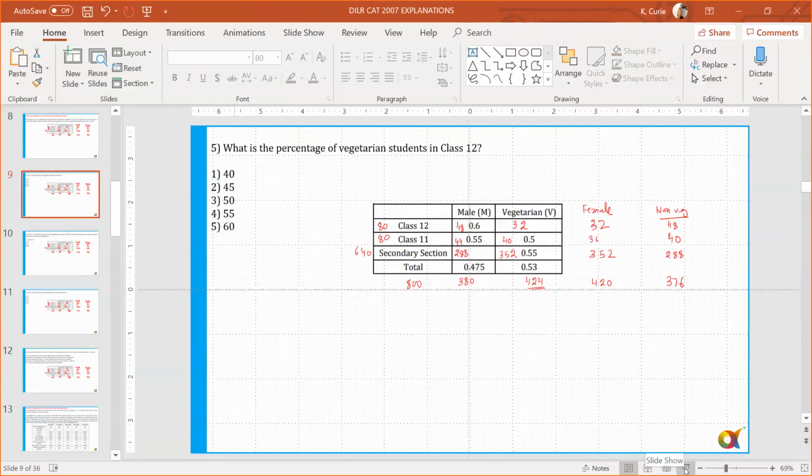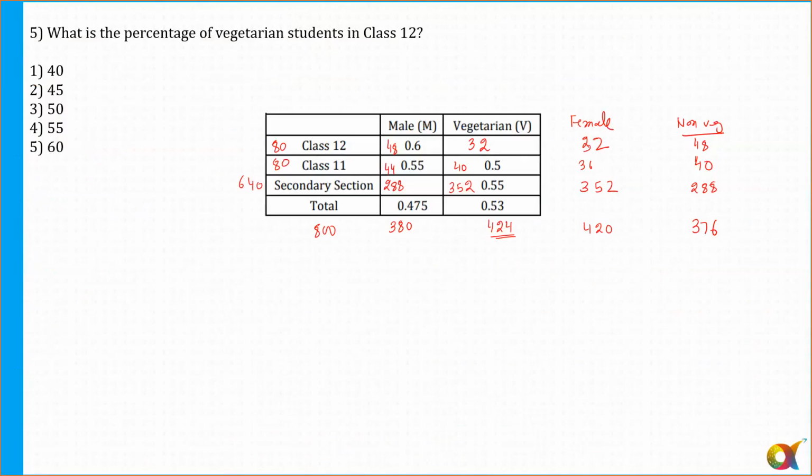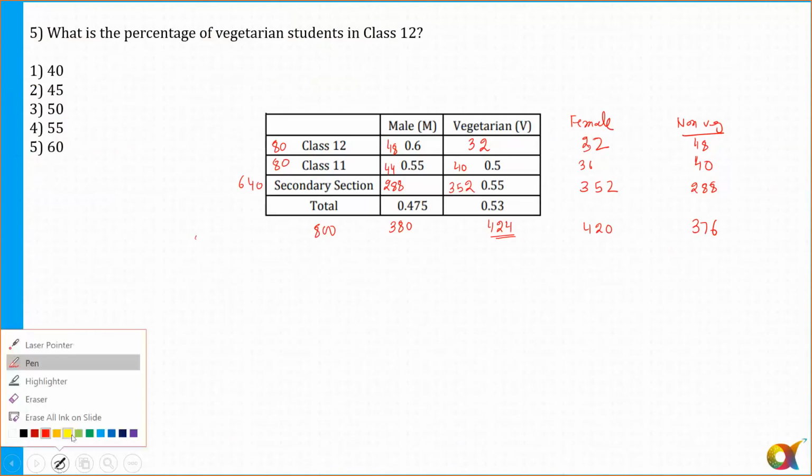Let's start with question number 5. Now, question number 5 says, what is the percentage? Can you all hear me? Please respond. Am I audible?